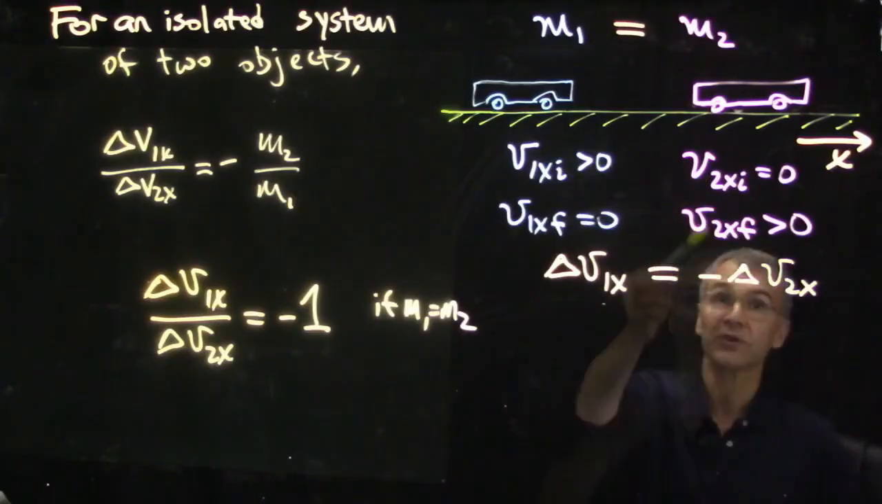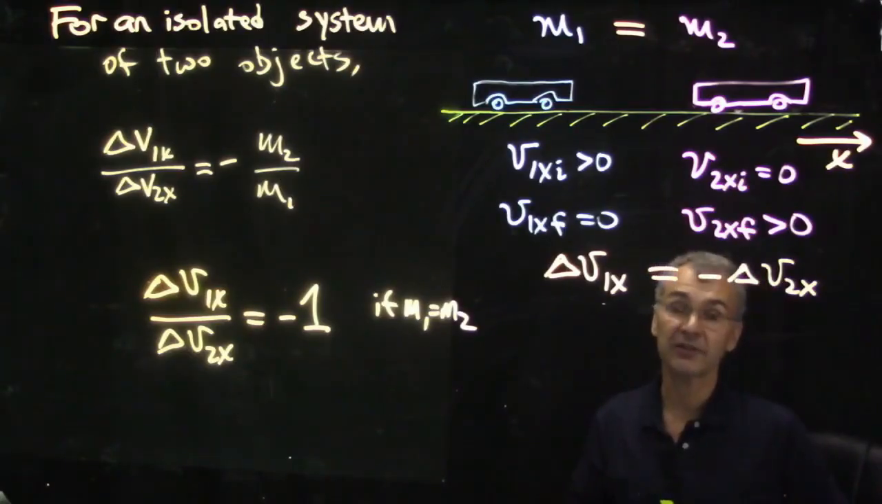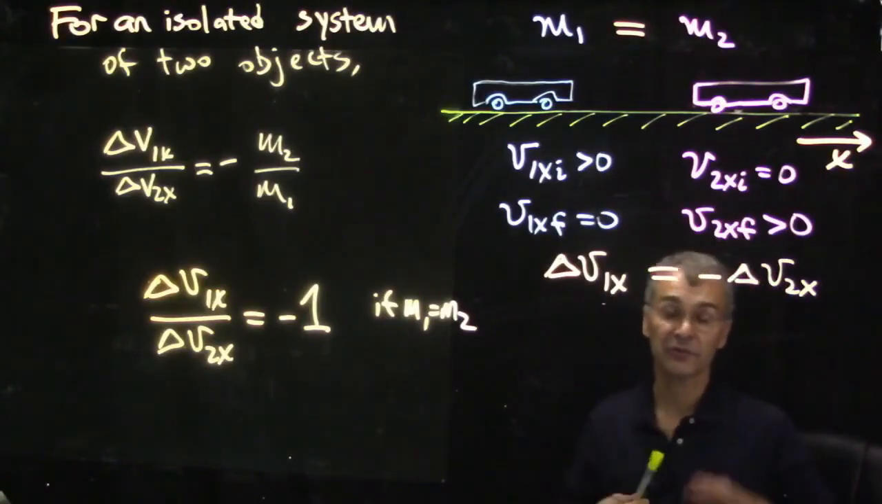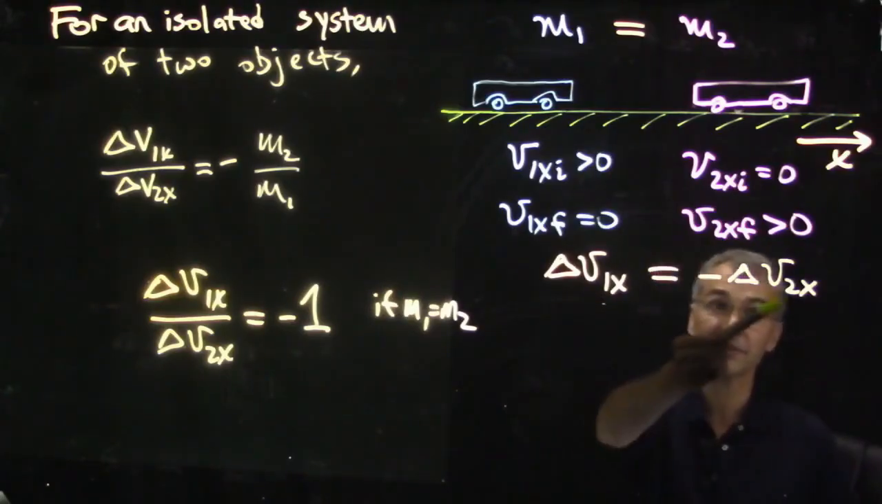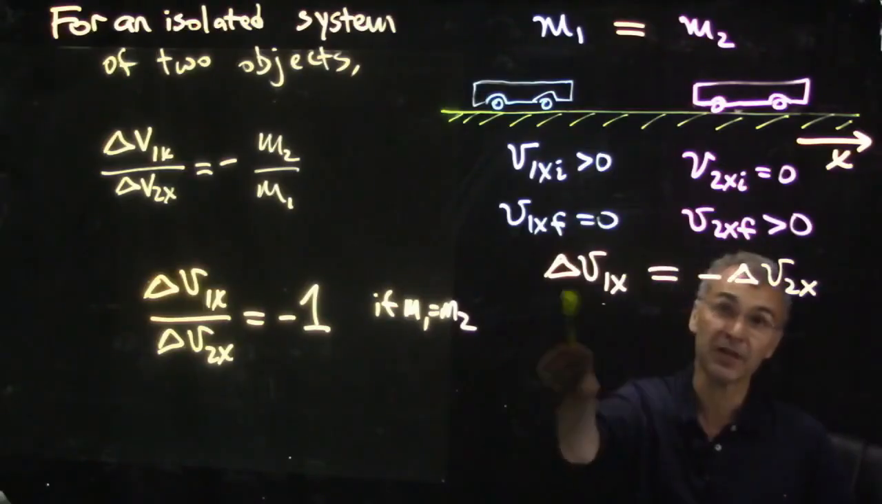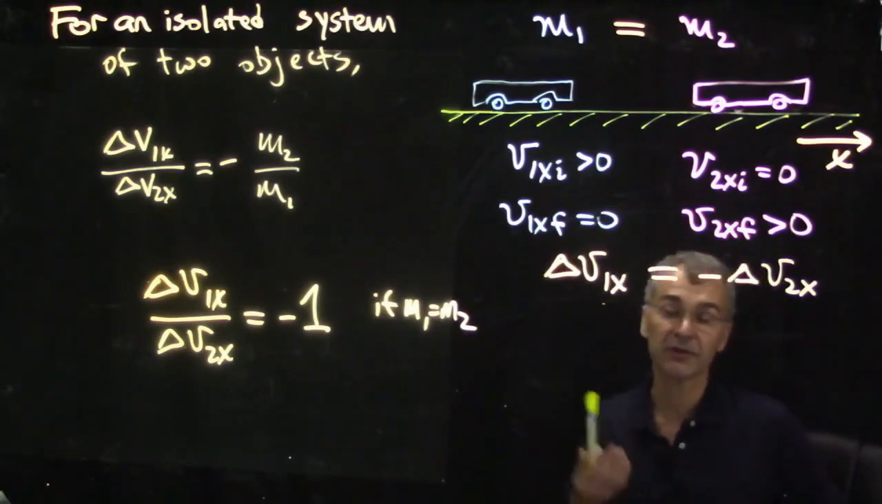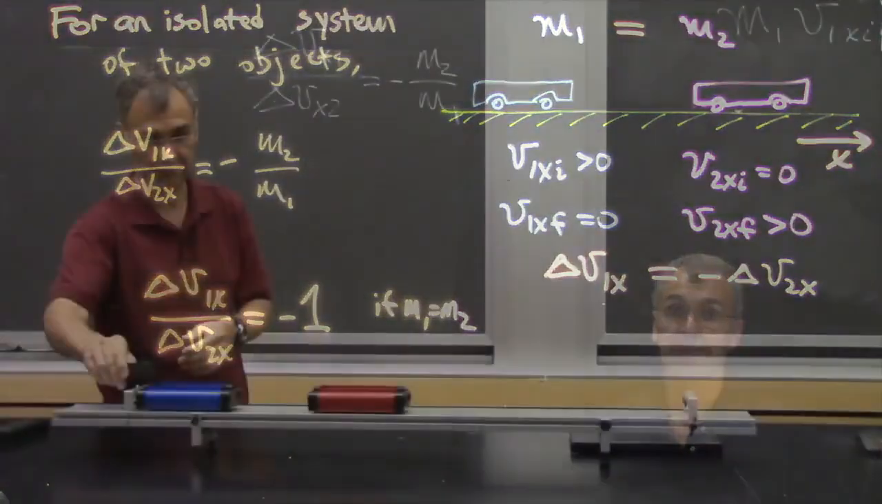Meanwhile, the red cart will start out stationary and end up going to the right, so that is a positive change in velocity, the x component, because positive minus 0 is positive. So delta v2x will be positive. So we'll have delta v1x is negative, delta v2x is positive, and they'll be opposite each other because the ratio of the two masses is 1. So if v1 experiences a positive change in velocity, then v2 experiences a negative change in velocity of the same magnitude as long as the masses are the same. Let's watch that.